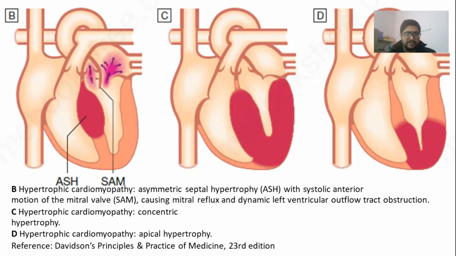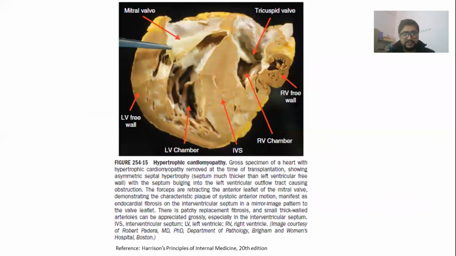In picture B, you can see that there is asymmetric septal hypertrophy with systolic anterior motion of the mitral valve causing mitral regurgitation and dynamic left ventricular outflow tract obstruction. Similarly, picture C shows the concentric type of hypertrophy, and picture D shows apical hypertrophy in cases of hypertrophic cardiomyopathy.